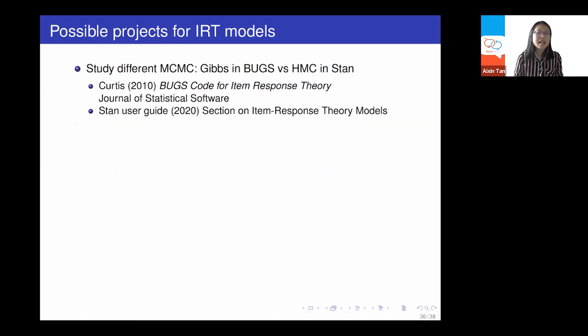Another potential project is you can come up with any model you're interested in and try Gibbs, Box, or HMC instead and see which one performs better. Some of the available resources are listed here.